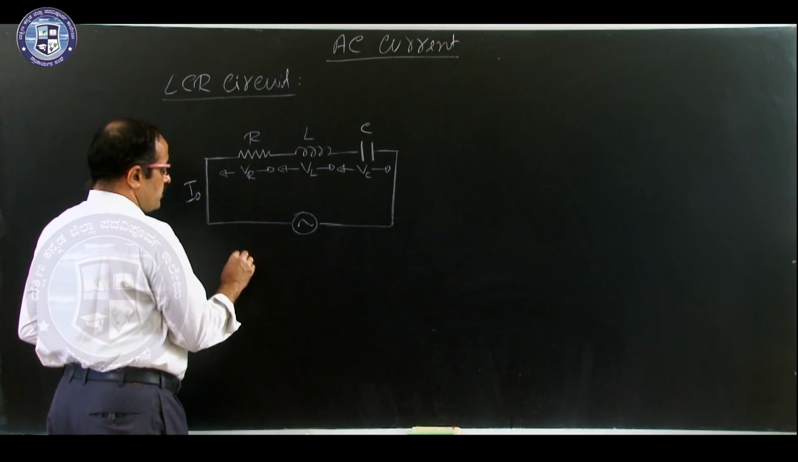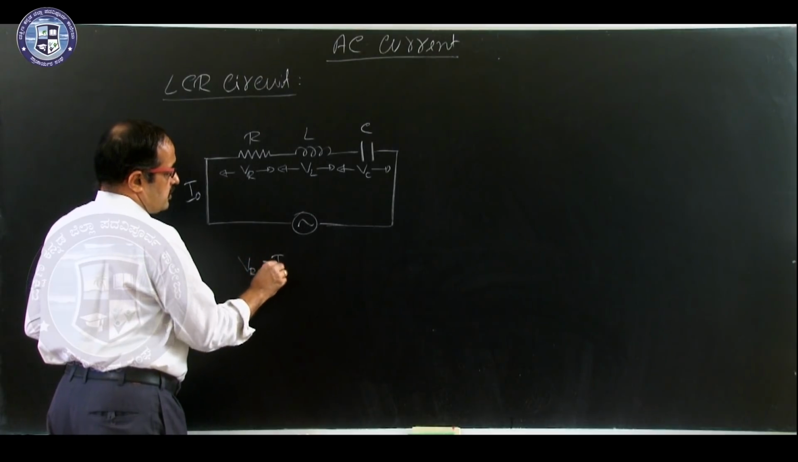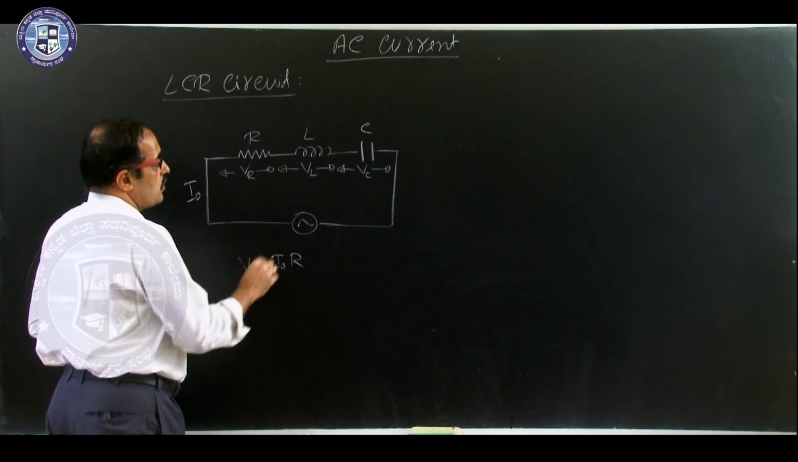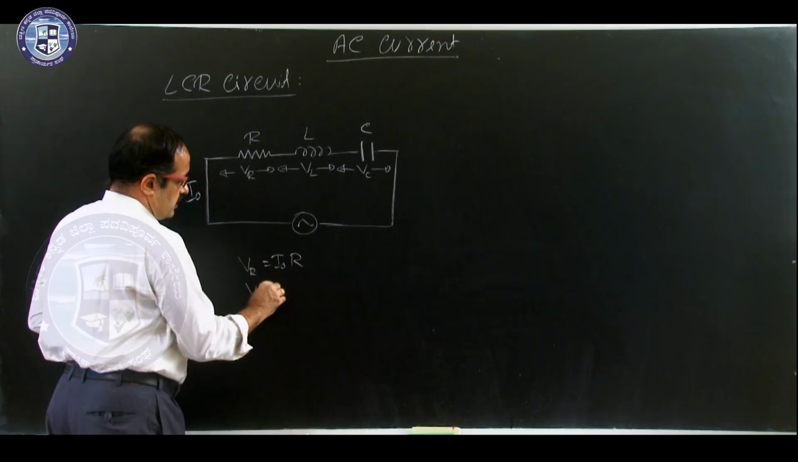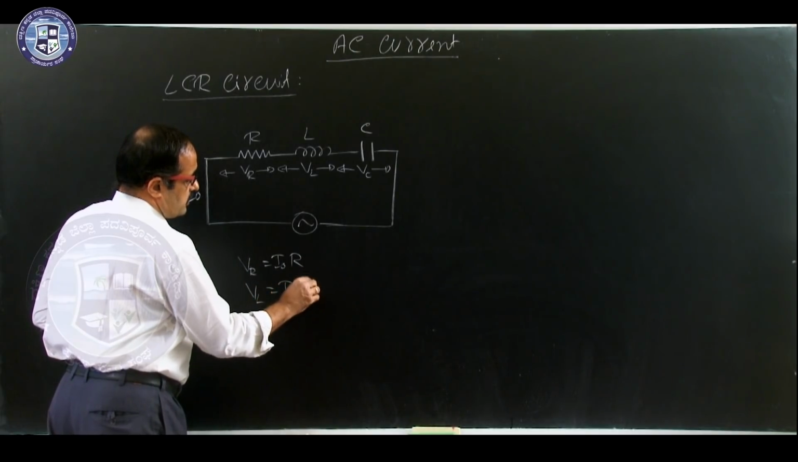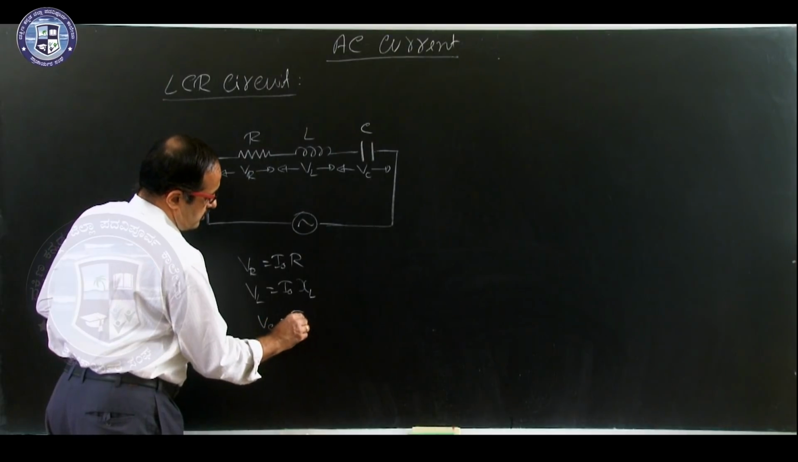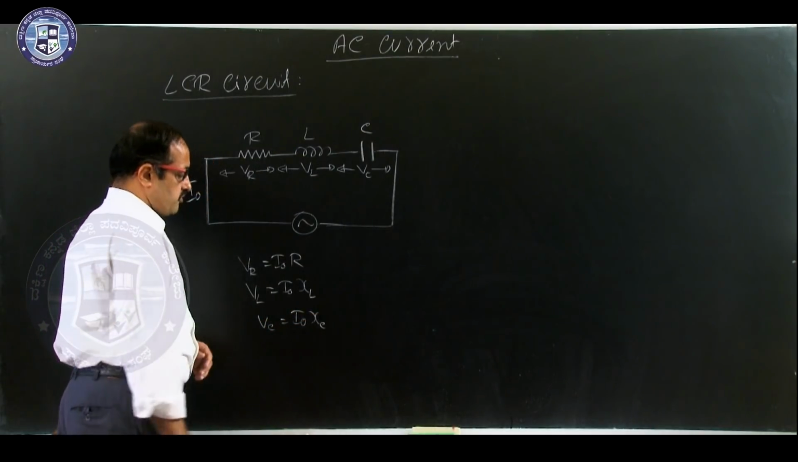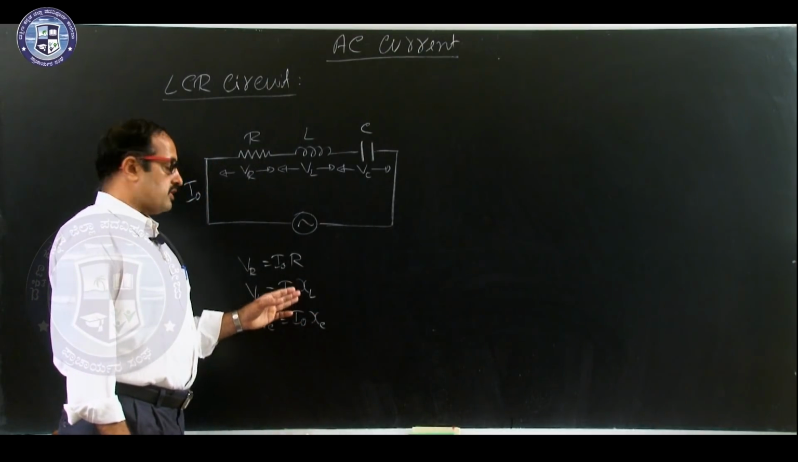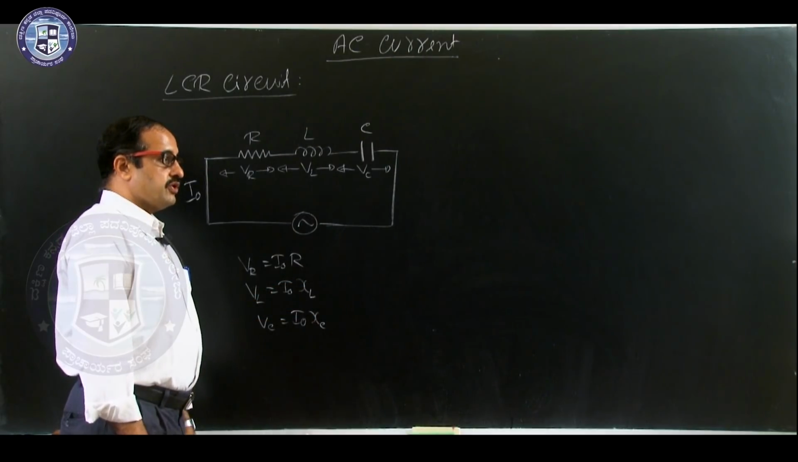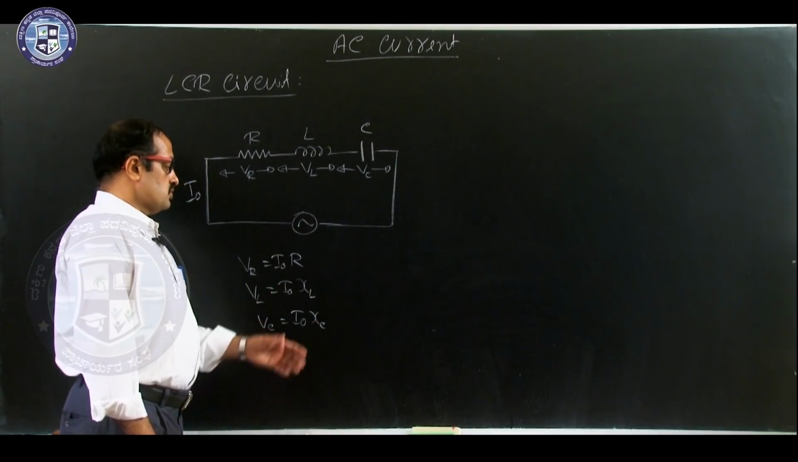And what is the formula for VR? I naught into R. What is the formula for VL? I naught into XL, and VC is equal to I naught into XC, where XL and XC are the inductive and capacitive reactances.